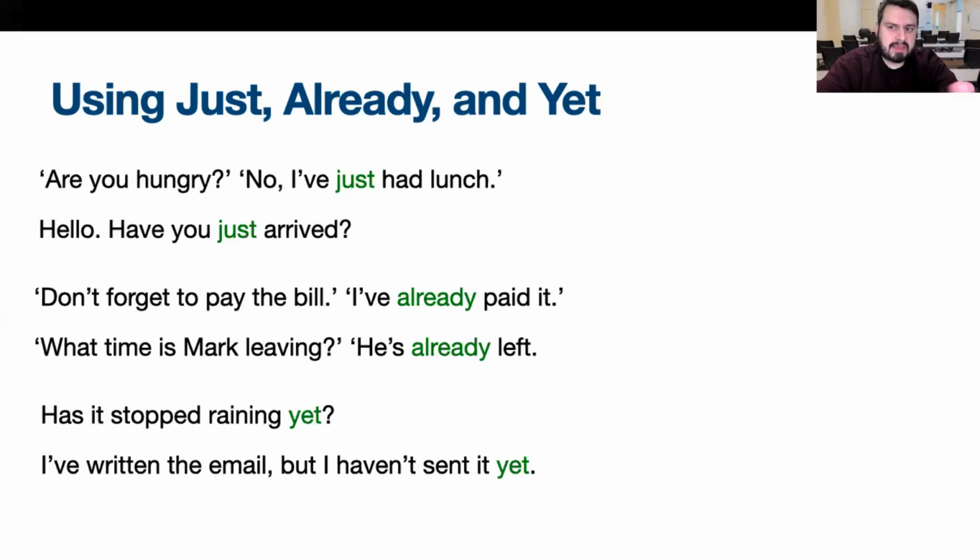Has it stopped raining yet? Now we use yet, not already, because this is a question. We put yet at the end of the sentence. I've written the email, but I haven't seen it yet. Okay? Again, you can take out yet. It still has the same meaning.